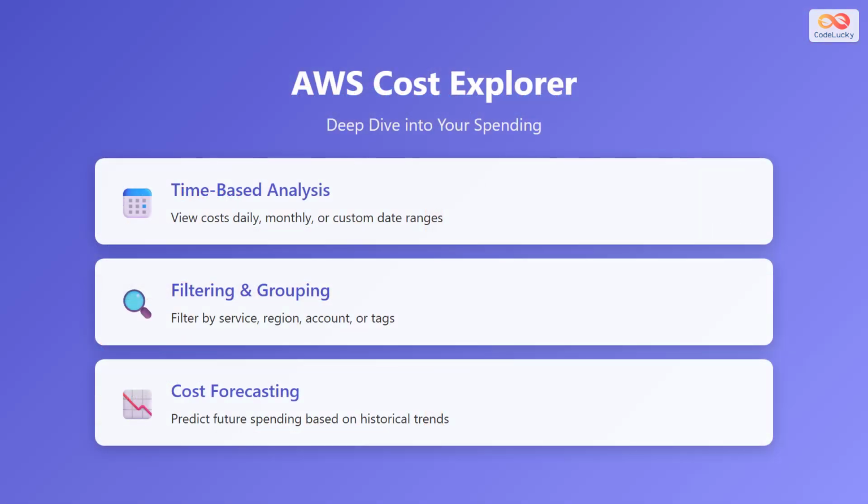Cost Explorer is your primary tool for understanding AWS spending in detail. It allows you to view costs across different time periods, whether daily, monthly, or custom date ranges. You can filter and group your spending data by service, region, account, or custom tags to identify exactly where your money is going. One of the most valuable features is cost forecasting, which uses your historical spending patterns to predict future costs, helping you plan budgets more accurately.